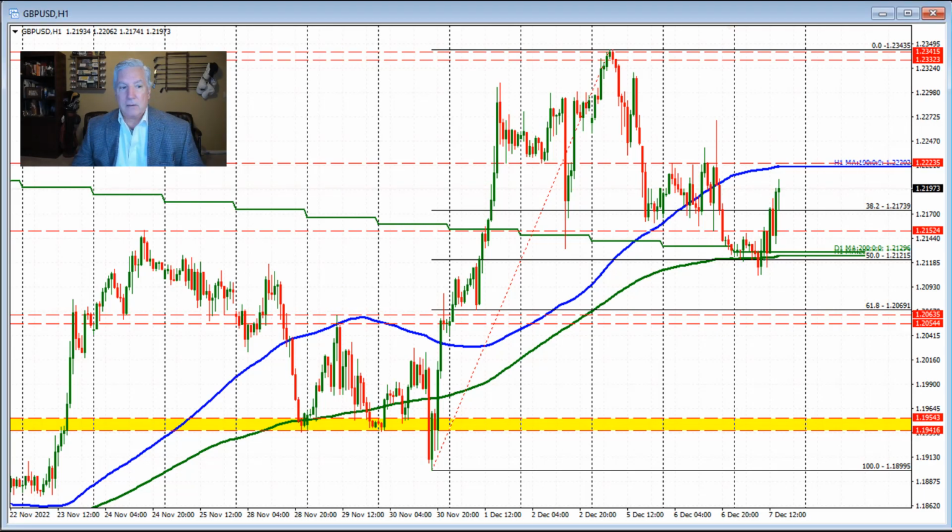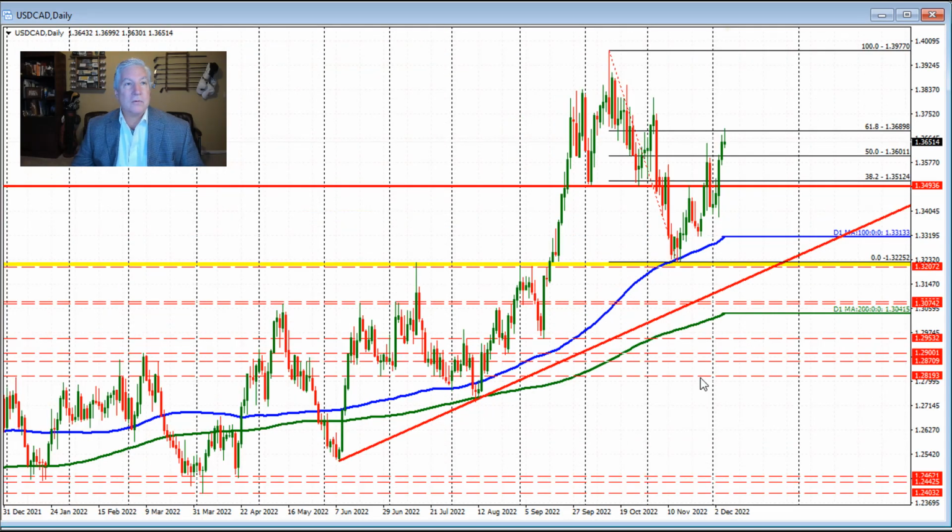Finally, let's take a look at the dollar versus Canada. Why? Because we have an interest rate decision. Markets are expecting 25-ish basis points, so that's what they're pricing in. The economists are saying 50. Sure is going to be listening to the comments and thinking about the terminal rate.